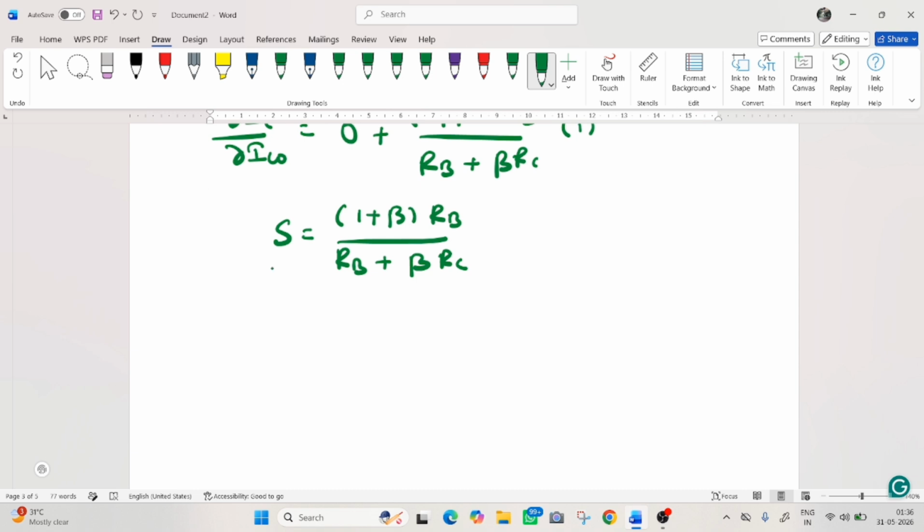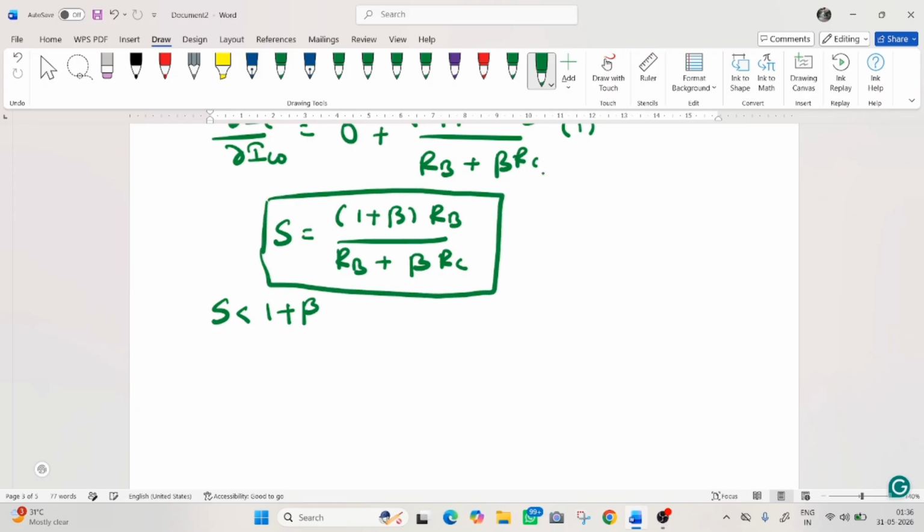So let me write the conclusion here. This stability factor S is less than 1 plus beta. Actually, this is the formula now. You must remember it directly, which is very, very important. Now, this stability factor is less than 1 plus beta, and then we can say that it can provide a better thermal stability compared to the fixed bias.